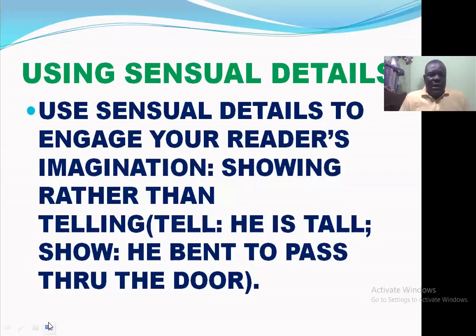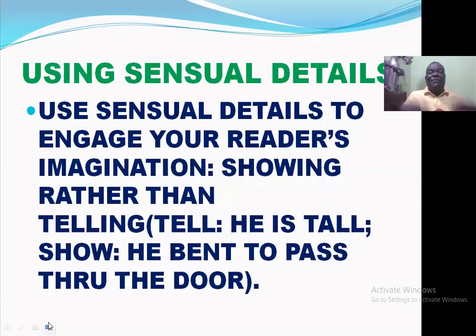So, if you are telling, you will say someone is tall. If you are showing, you will say that he bent to pass through the door. You are describing a character, but instead of saying that this person is tall, you describe how he entered the room and you say he had to bend down to pass through the door. You are not telling your reader that this person is tall, but you have shown him how tall he is.